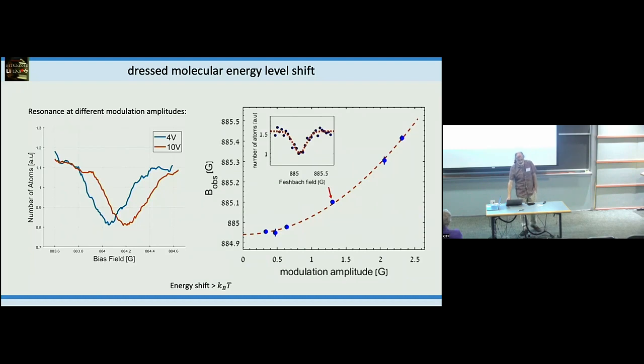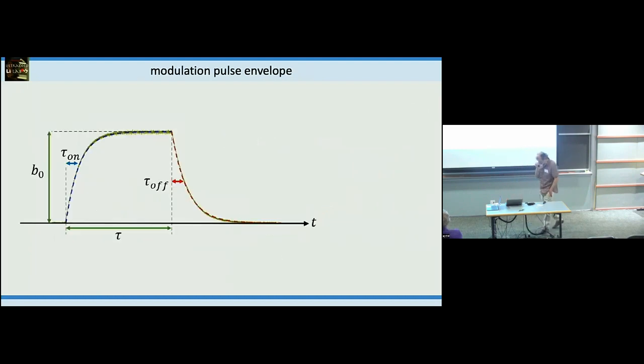Let's go for the second criterion. This is essentially a non-adiabatic effect. We have to raise our energy level faster than the thermal energy of the system. This is how our pulse looks in the laboratory. This is the envelope of the pulse. I don't show you the fast frequency of the modulation, this is just the envelope.